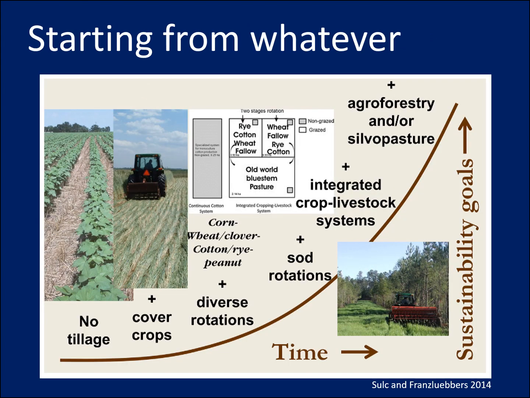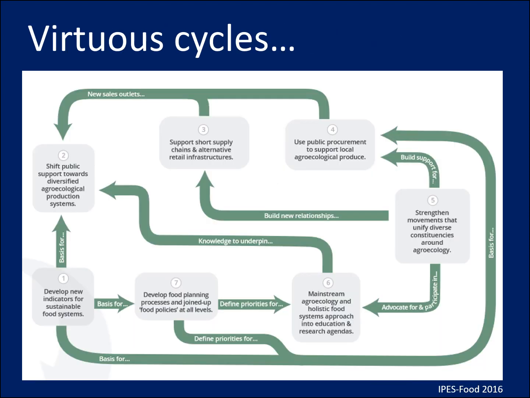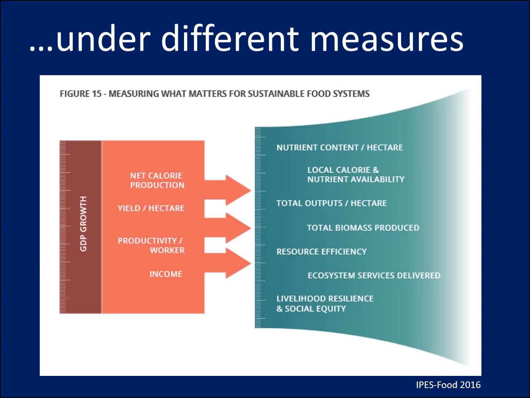I can tell you, starting at whatever farm stage, all these efforts put together aim to introduce virtuous cycles at the level of regional food production, building new relationships, mainstreaming agroecology, as measured by an entirely different set of criteria. Instead of net calorie production or yield per hectare, we can measure nutrient content per hectare and nutrient availability for local communities.